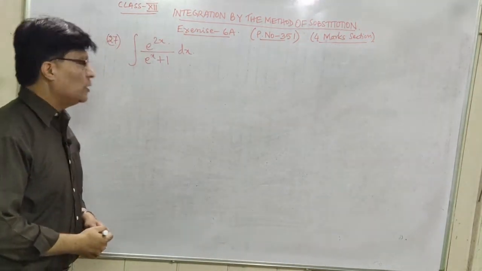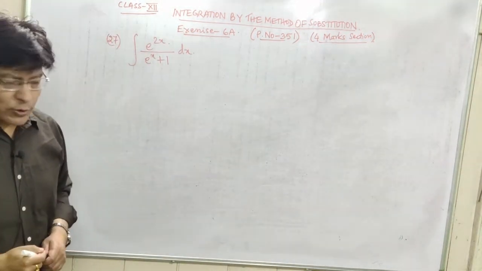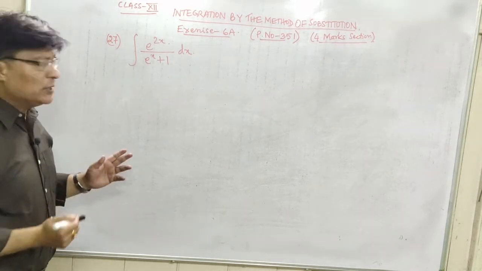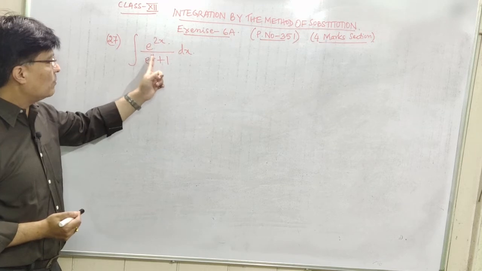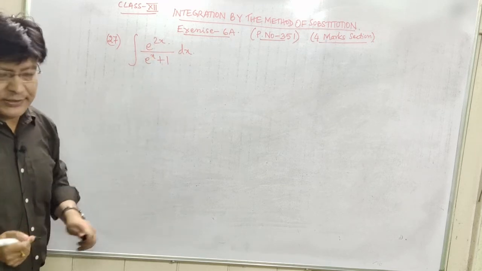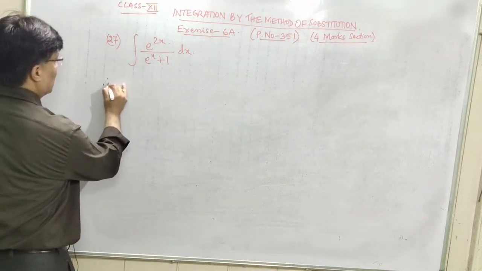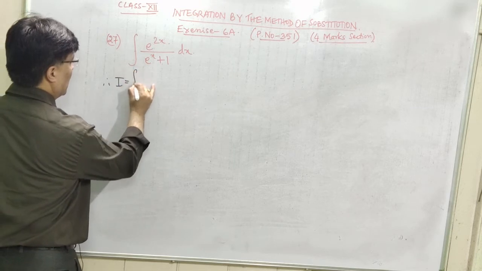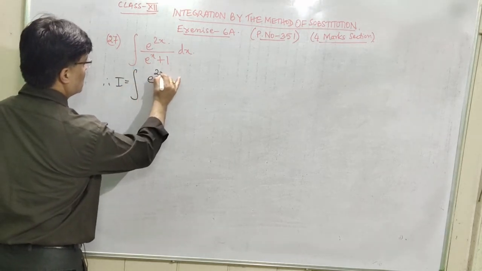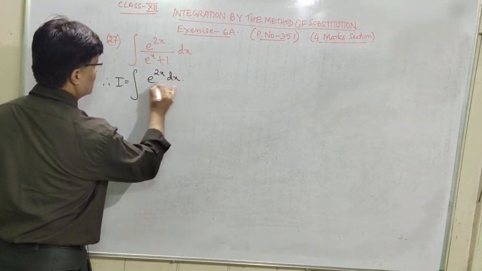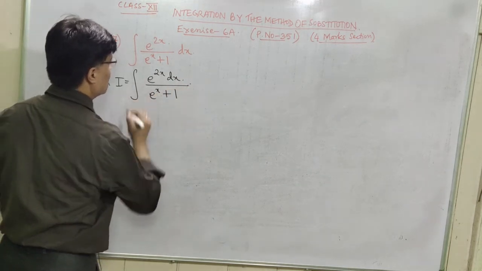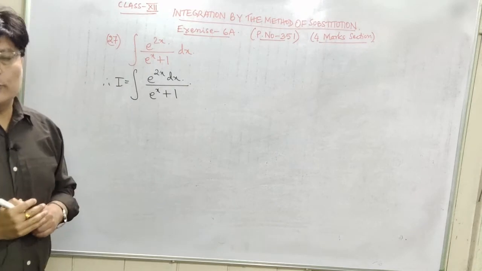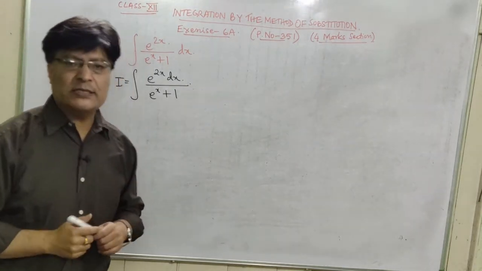So now we'll do the next question, that is question number 27. You have to integrate e to the power 2x divided by e to the power x plus 1 dx. So let us write first I is equal to integration of e to the power 2x dx divided by e to the power x plus 1. So how will you do it? How can you integrate it?